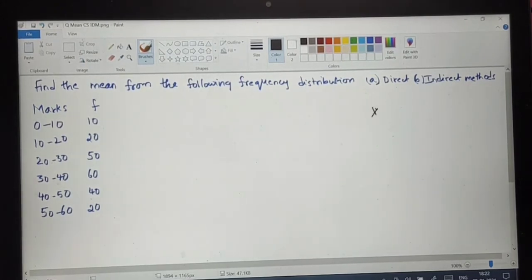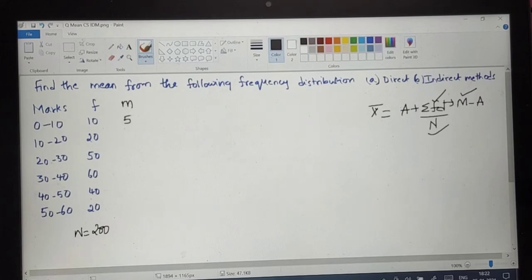First let's write down the formula, which is x bar equal to a plus sigma f into d divided by n. F column is given, n is the total of f column. The question being the same, this total will remain same, and then you are going to apply d formula, which is m minus a. That means you are going to find your midpoints. So here they have given you the class interval, they have given you frequency. Let's find out midpoints. So the question is the same.